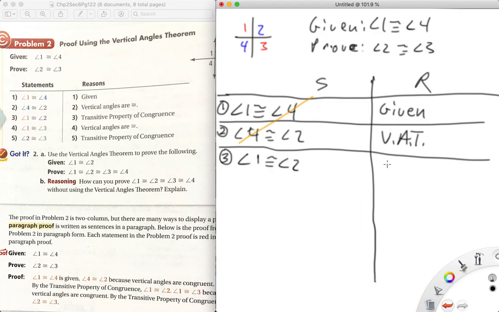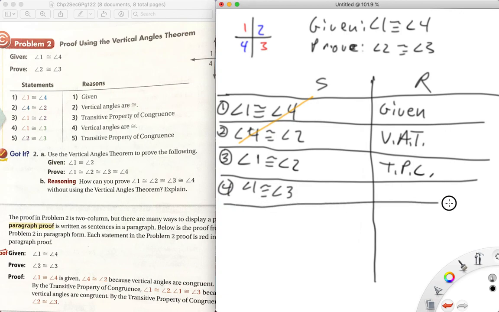And 1 is congruent to 2 because of the transitive property of congruency. Not equality, congruency, because all these are congruent symbols. Okay? So we have established that 1 is congruent to 2. Vertical angles also tells me that 1 is congruent to angle 3. Again, vertical angles there. Right? Actually, I'm going to rewrite this to make it look prettier.